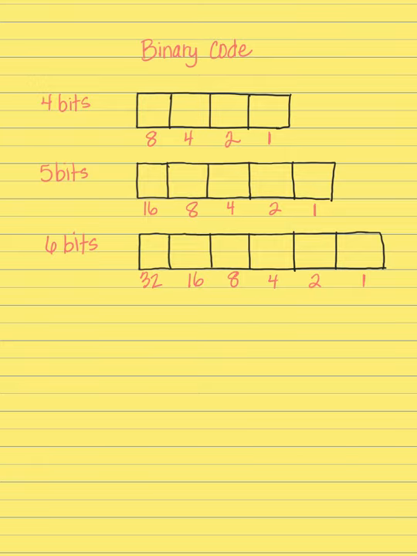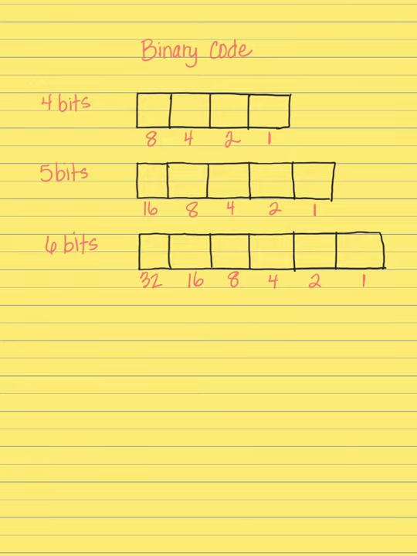Now, the 4-bit code actually goes higher than 8. 8 is the biggest number on the pieces, but if every one of those is open, turned on, then you add the squares together. So if I look at this 4-bit at the top, and I've got 8, 4, 2, and 1, if every one of those was turned on, you would add 8 plus 4 plus 2 plus 1, and you get 15. So the highest number that you could make with a 4-bit is 15.